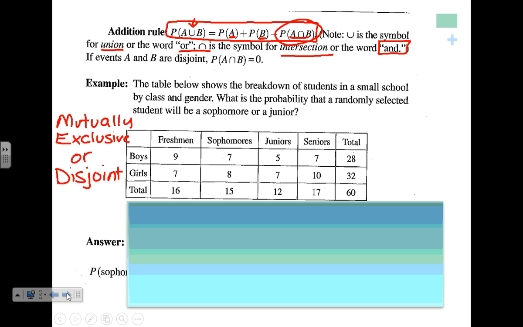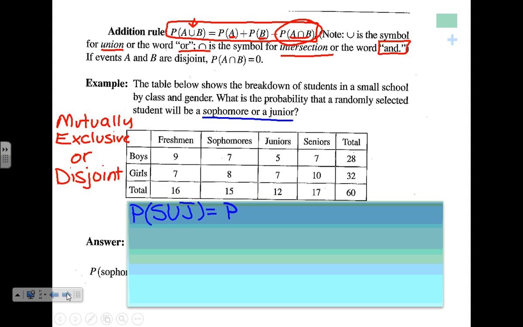So here we're given this table. These are so much easier to do with a table. You will not always be given a table, but I wanted to start a little easier. The table below shows the breakdown of students in a small school by class and gender. What is the probability that a randomly selected student will be a sophomore or a junior? When you see that, you know you're going to use the addition formula.